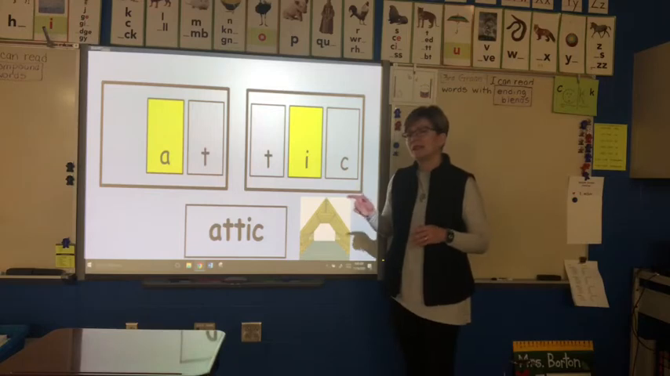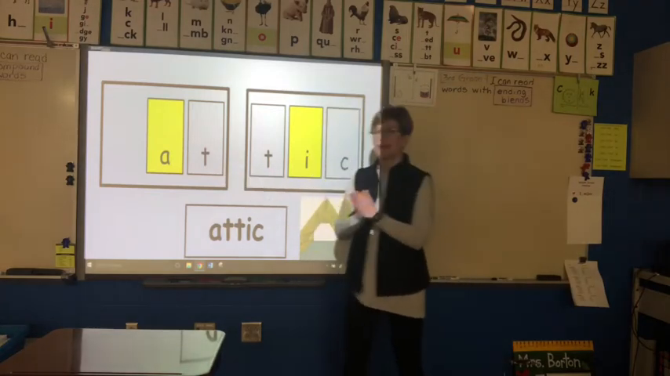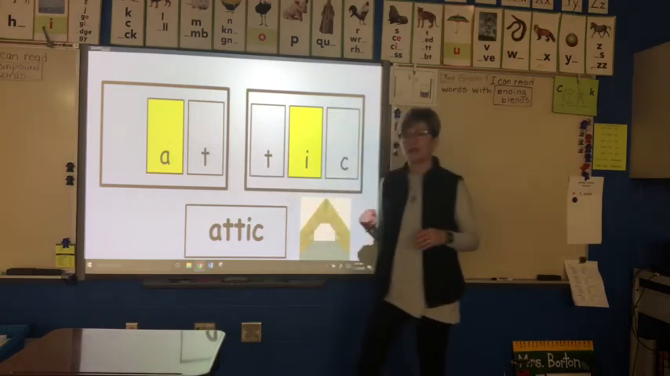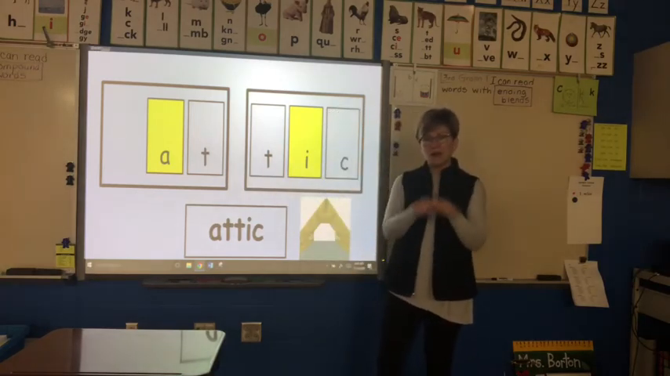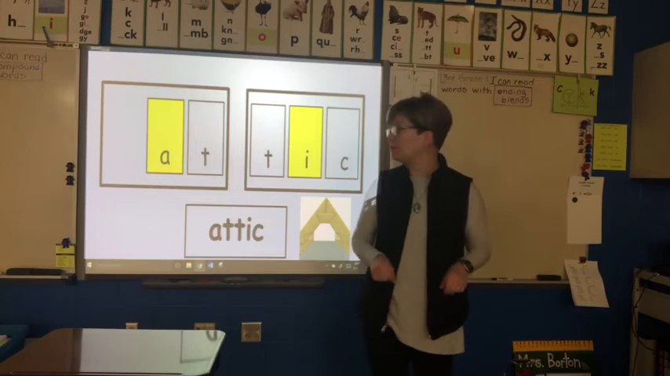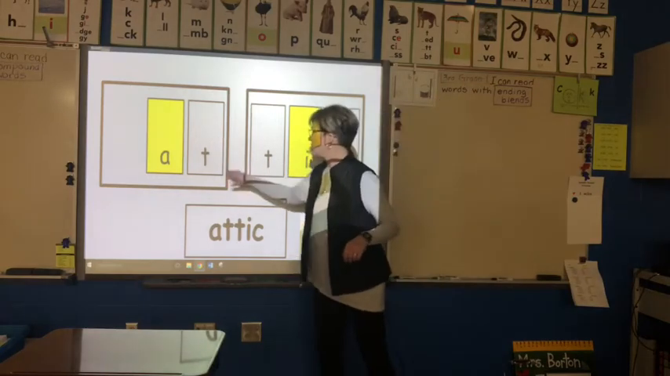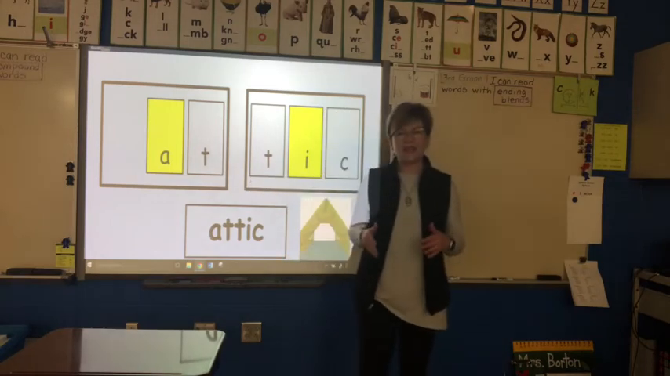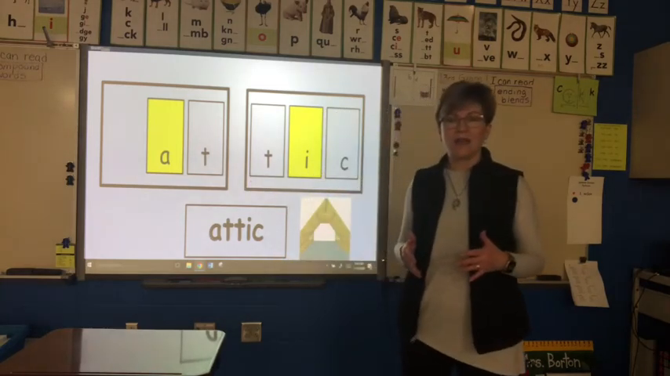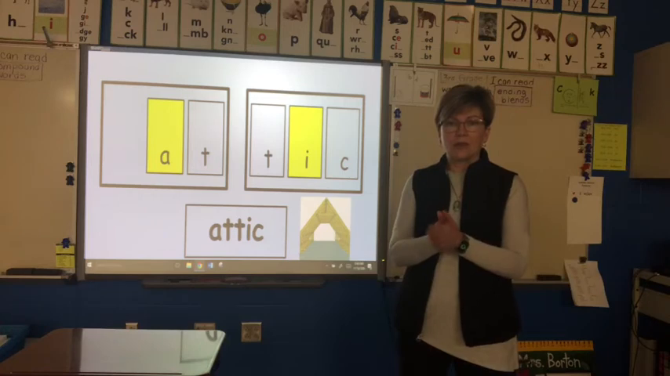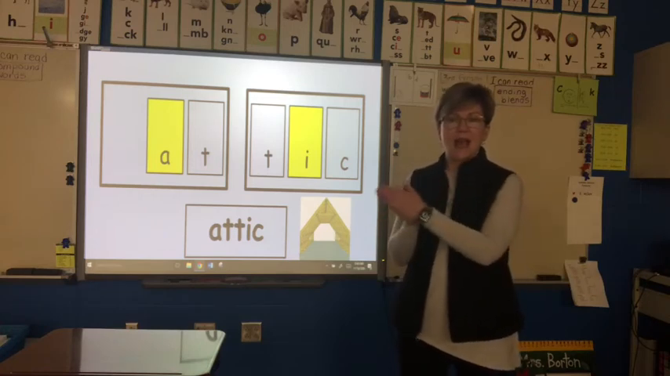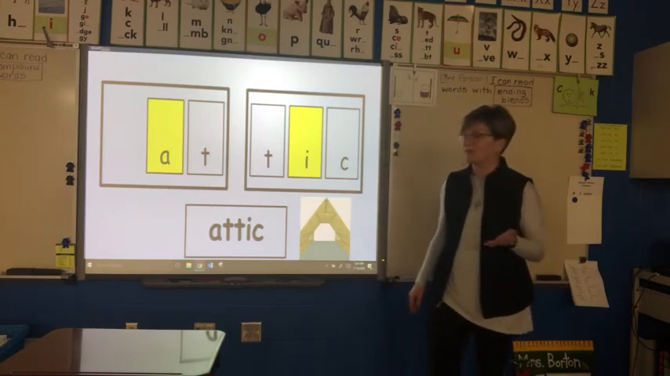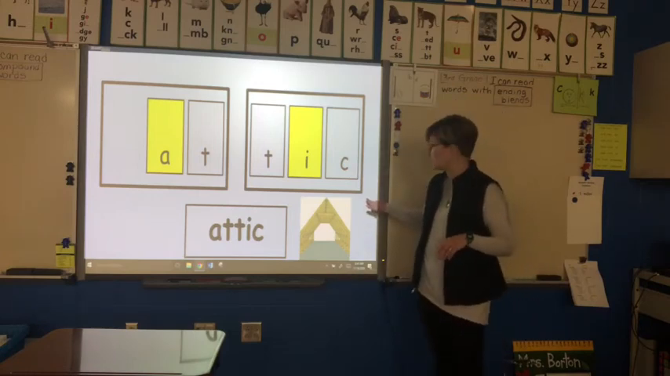I want you to listen to this word again, at and tick. When I said it, I didn't make that T sound twice. Because what happens in the middle of a two-syllable word is that if the consonant is the same, it kind of takes that 1-1-1 Sammy roll on and sounds like one sound. Attic, attic, attic. So you only hear that T sound once. So be watching for that in your two-syllable words.